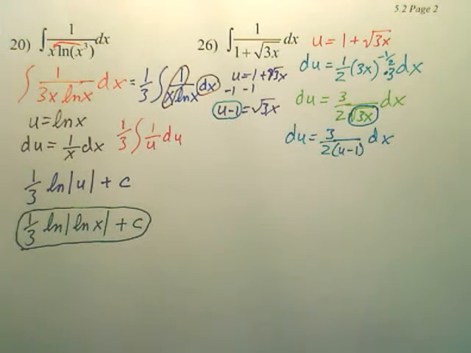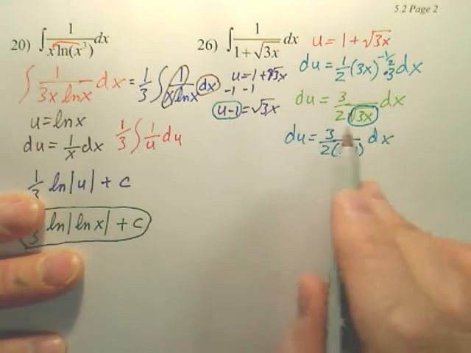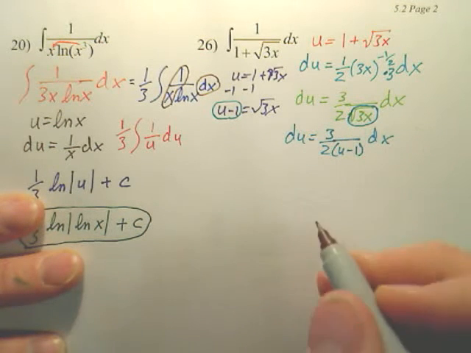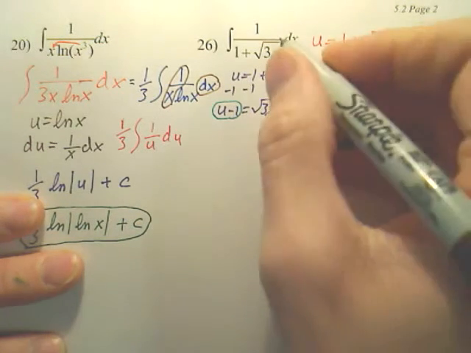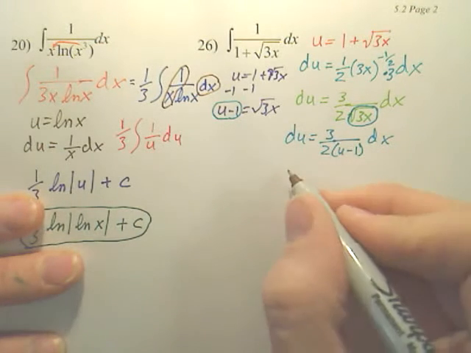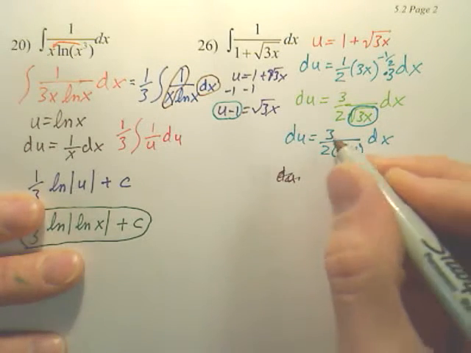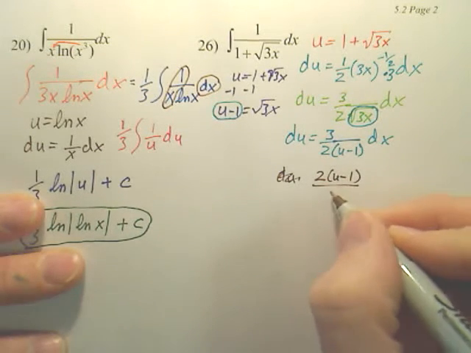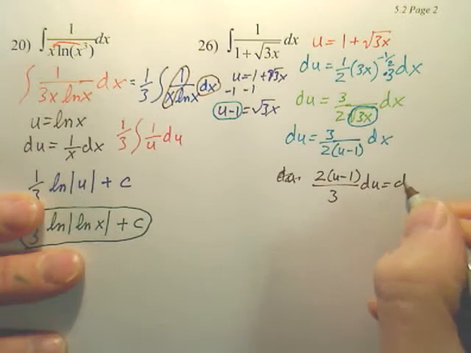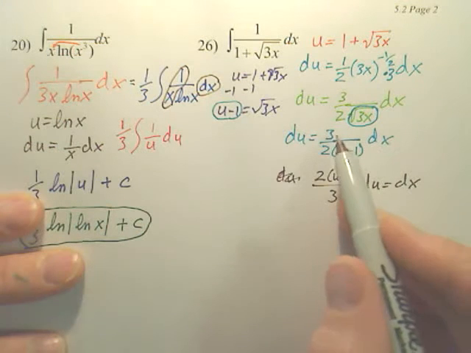Okay, that still doesn't make a lot of sense, but let's go with this. It's kind of weird, but watch what happens. Okay, I now have this. Let's get dx completely by itself. Let me rewrite that. Multiply both sides by the reciprocal of this. So you're going to have 2(u minus 1)/3 du equals dx. You see I multiplied both sides? Basically I got dx by itself, so I multiplied by the reciprocal.